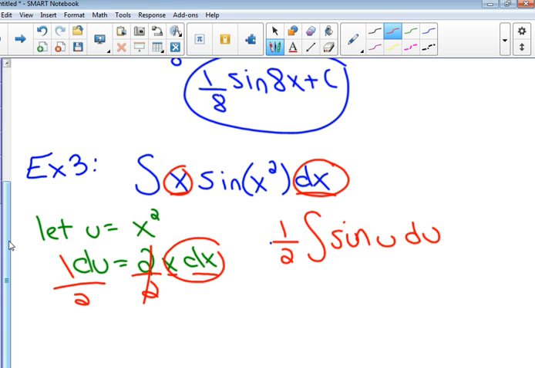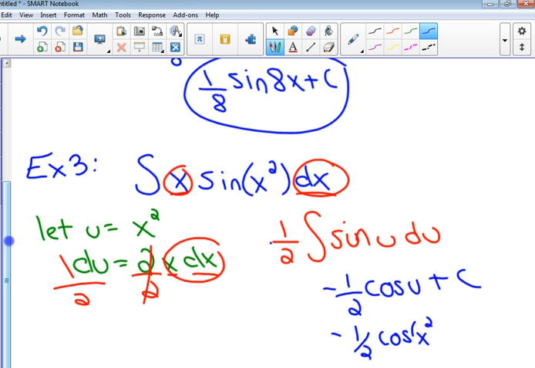So now when you guys do your integration, sine was negative cos. I'm going to bring my 1/2 through, and then put your x squared back in. So negative 1/2 cos x squared. Is that what you guys got? Negative 1/2 cos x squared plus c? Great. Good.